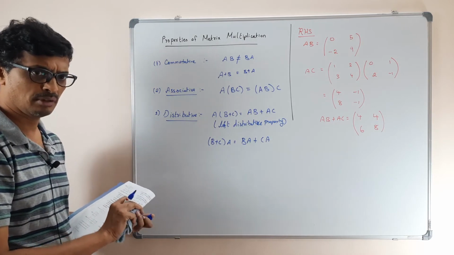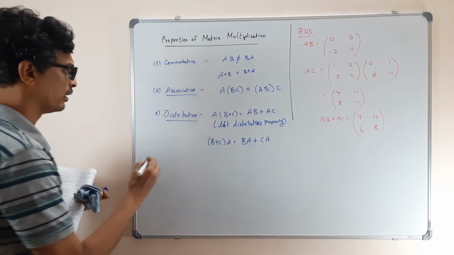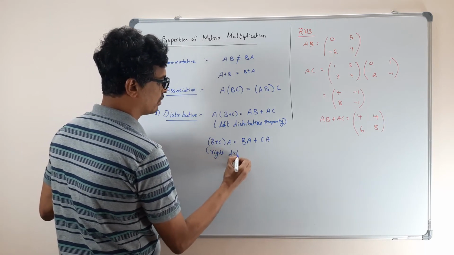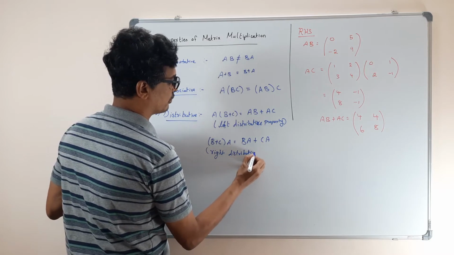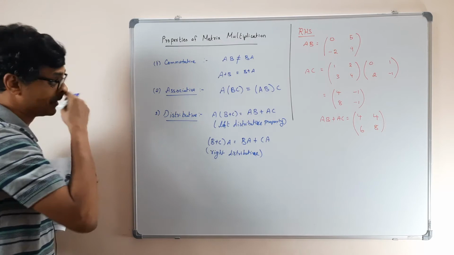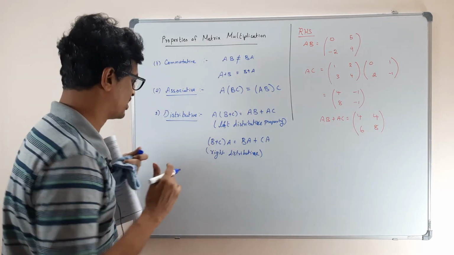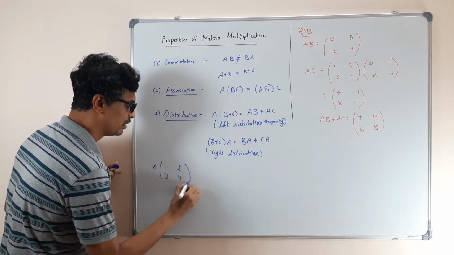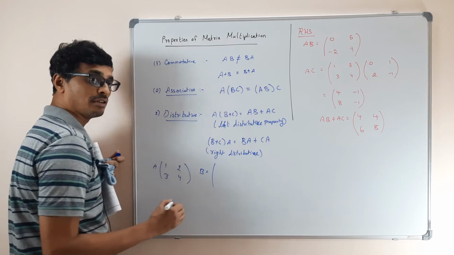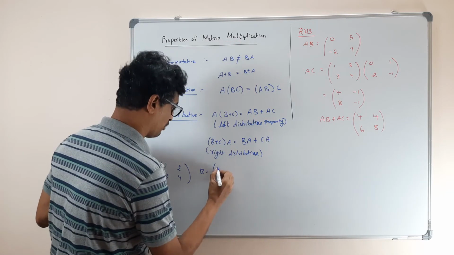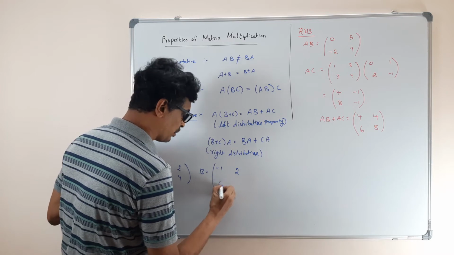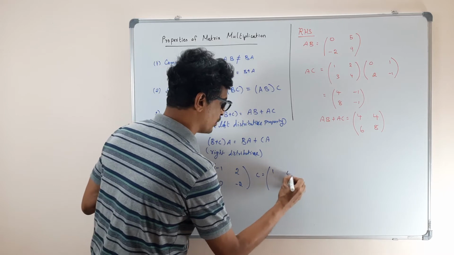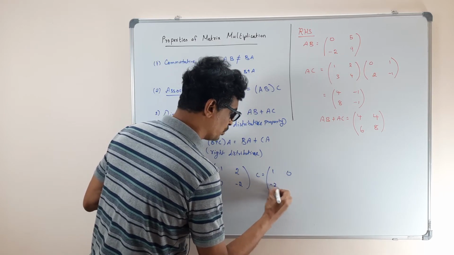You want me to prove now? If you want to prove, okay. So this is what you call the right distributive. Okay, let us prove it, simple. So what are the things we said? A equal to 1, 2, 3, 4 and B is equal to what we wrote, you remember? Minus 1, 2, 0, let us write minus 2. And C will be equal to 1, 0, minus 2, minus 1.